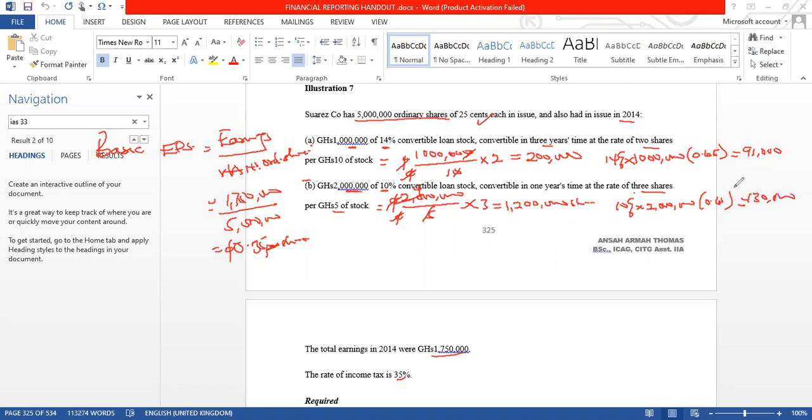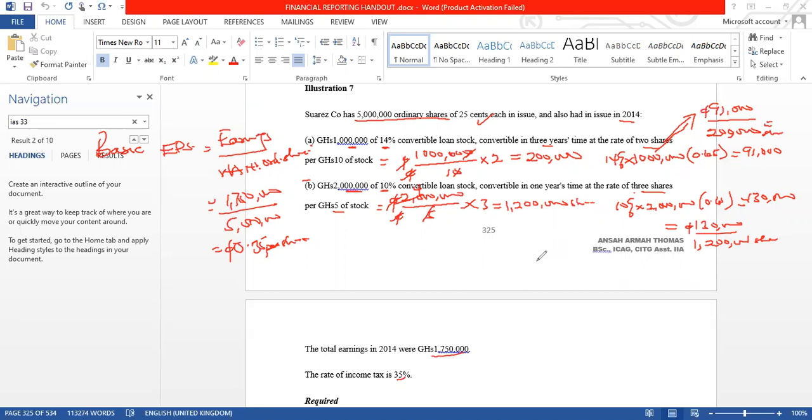Yeah. So notionally, if you are to concentrate even on these notional ones, you see that in this one, what you're going to get is 91,000 over 200,000. And here, if you want to see your dilution, you are going to get how much? 130,000 over 1.2 million shares. Don't forget this one is in cedis. This one is shares. Cedis, shares.